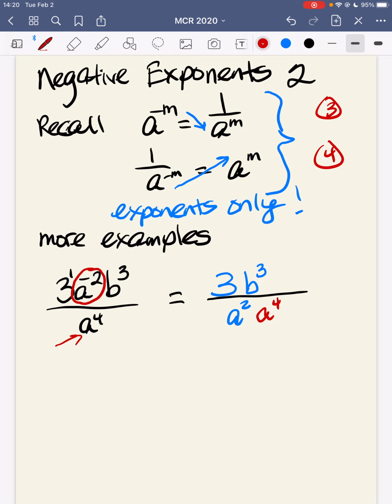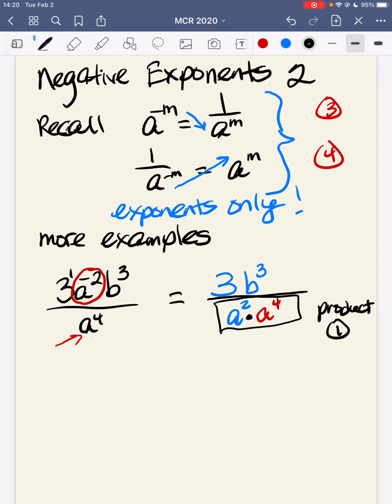And now I have, the top is okay, the numerator's fine. I have a 3 and I have a b cubed. But in the denominator, I have 2 different a's. As far as exponents go, they're both positive now. This is where we're going to use the product rule, or rule number 1 if you are watching from a classroom, okay? And in between these a's is multiplication.